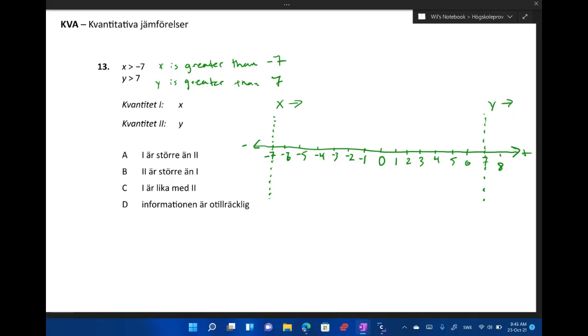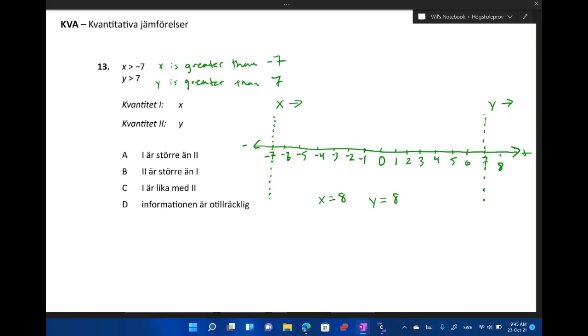So we have some scenarios here, right? X and Y technically could equal the same answer. They could both equal 8 because X could equal 8 and Y could equal 8 since they're both true for their conditions.